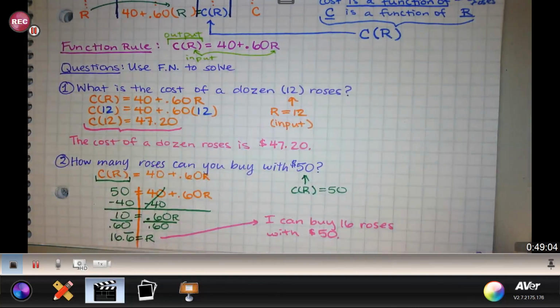Okay, so that is how you use function notation to solve. I hope that this goes well, and I will see you in class.